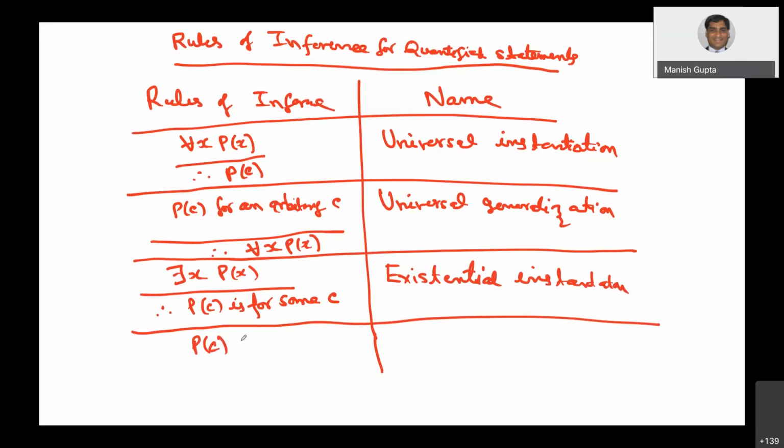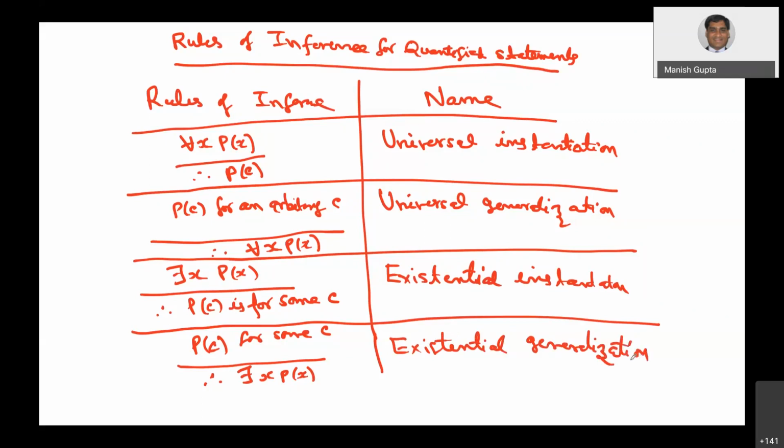If P(c) is true for some c, therefore there exists x such that P(x) is true, right? So this is also known as existential generalization. So these are the four rules of inference for quantified statements. I'm going to give you one example now, and then we can conclude this rules of inference section. Okay, so I hope it is clear.